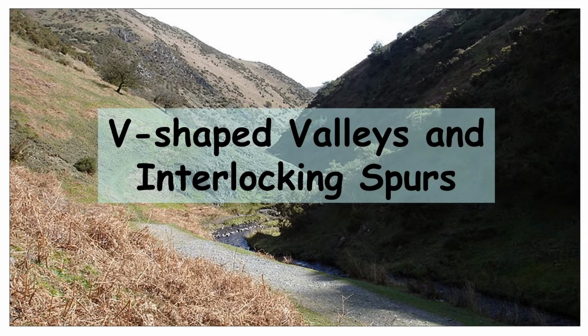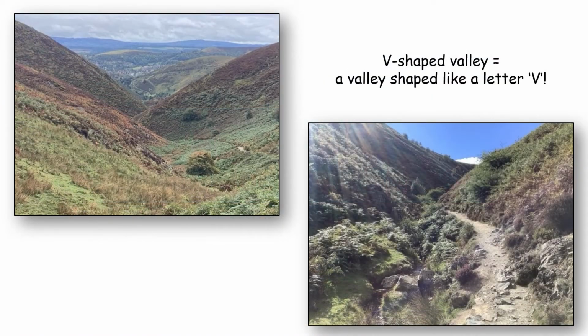V-shaped valleys and interlocking spurs. A V-shaped valley is a valley that is shaped like a letter V. So if you have a look at these two pictures, there is the V shape on each of them.